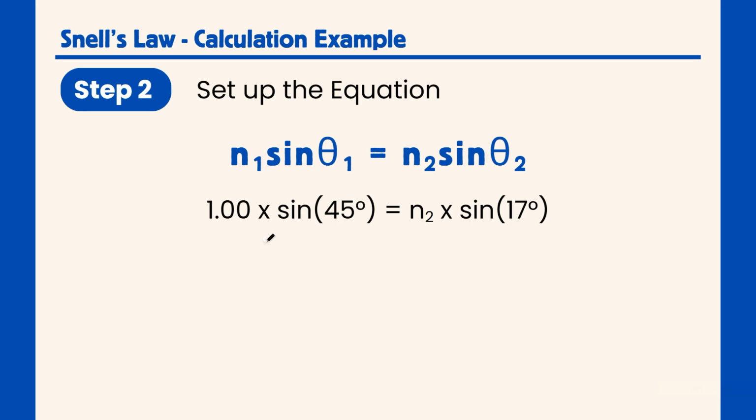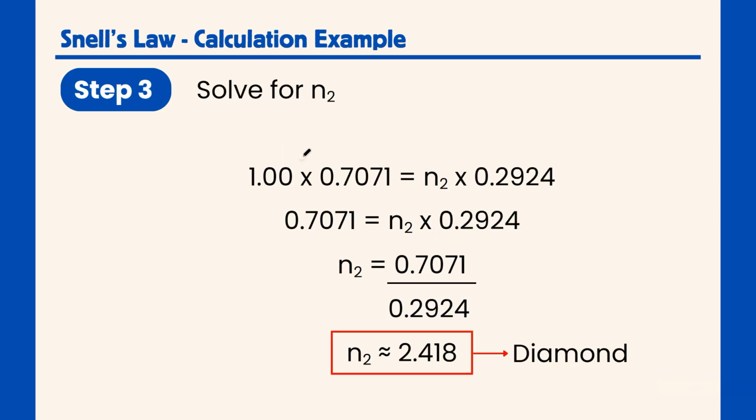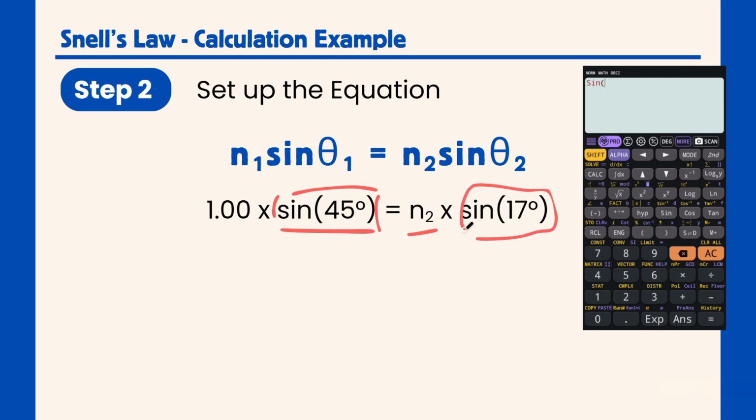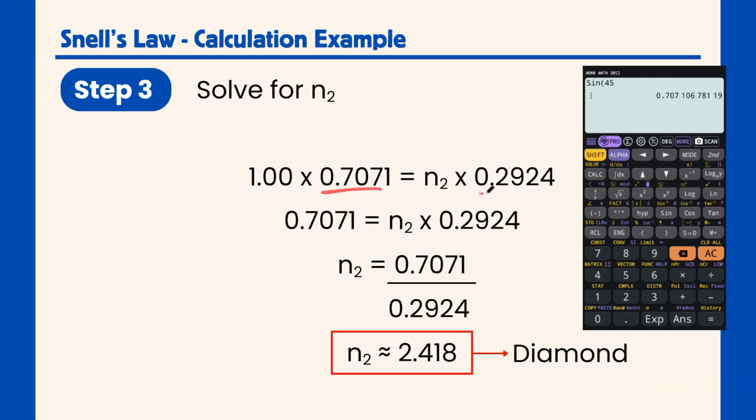So, simply substitute lang gihapon gamit sa Snell's law na ato gina-follow. But this time, ang N2 na ato gipangita. So, solve for N2. Simply calculate using your calculators, and then you will arrive with these decimal values. So, 1 times 0.7071 is equal to N2 times 0.2924, and we divide both sides by 0.2924 para mahawa ning value para ang N2 na lang ang magpabilin.